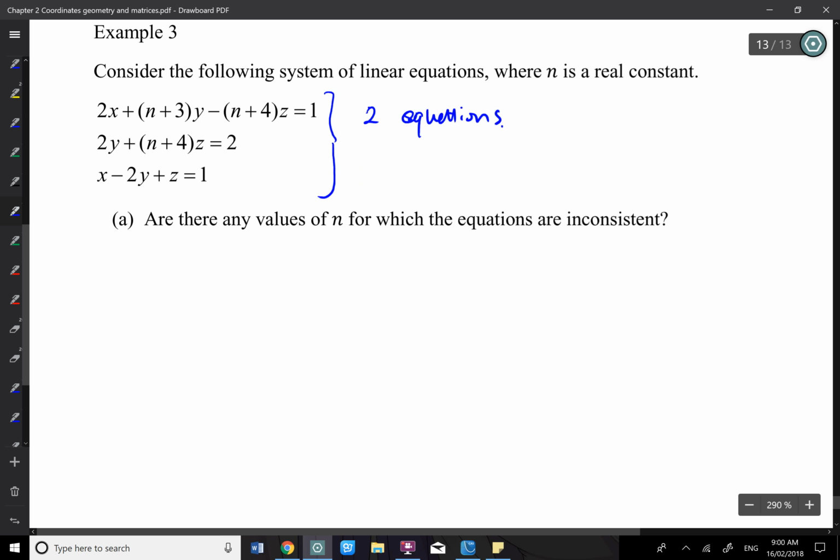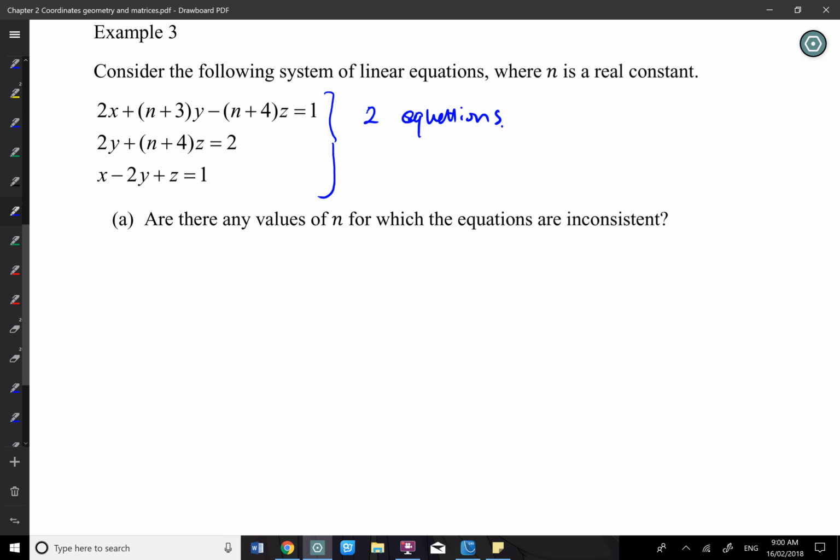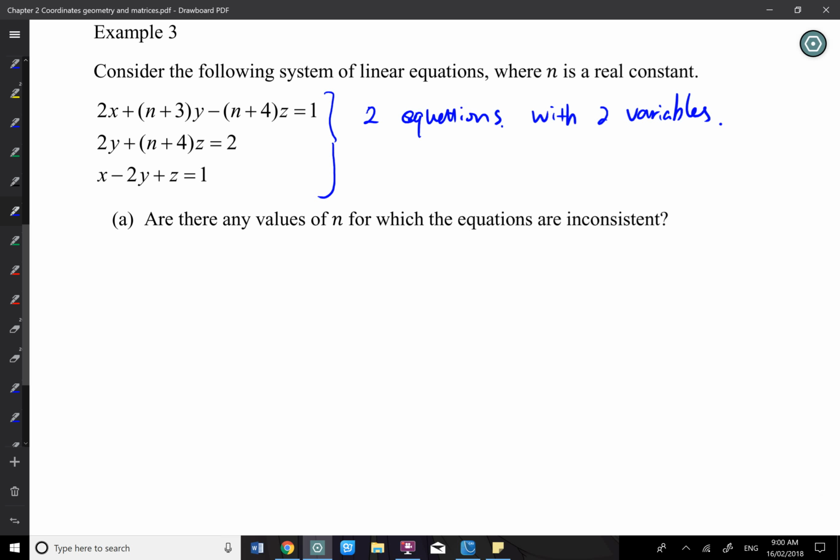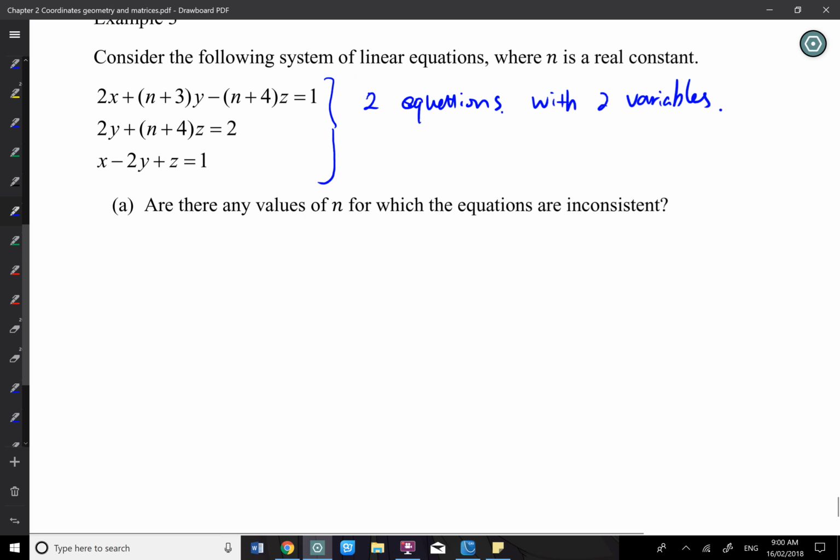I need to reduce it to two equations. I don't want to see x, y, z. I want two equations with only two variables. I don't want three equations with three variables. I want to reduce it to two equations with two variables. I'll tell you why in a minute.